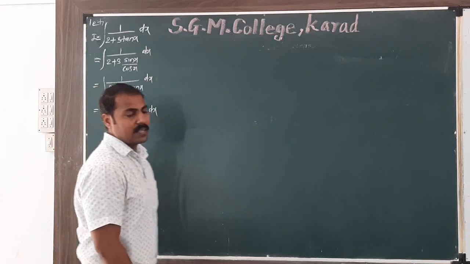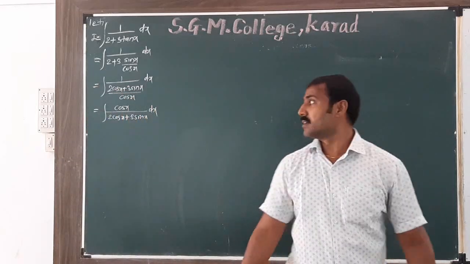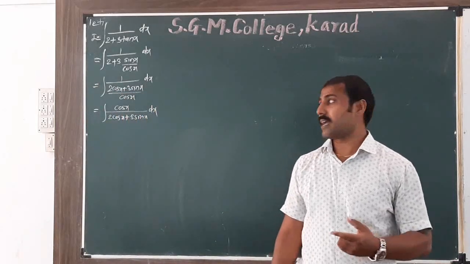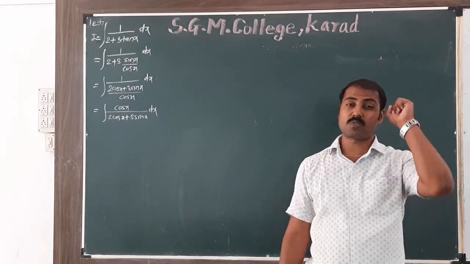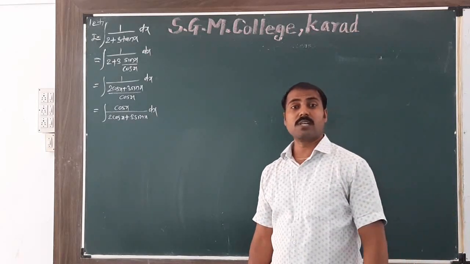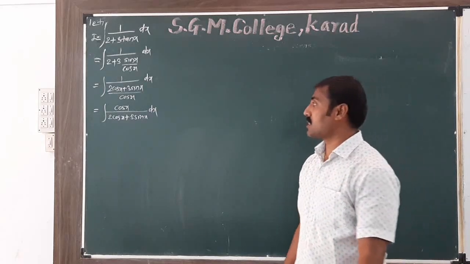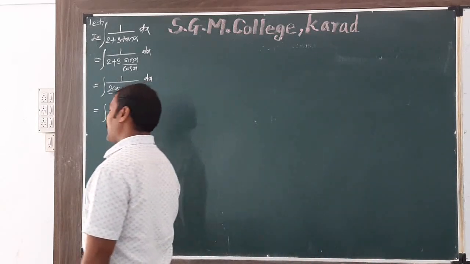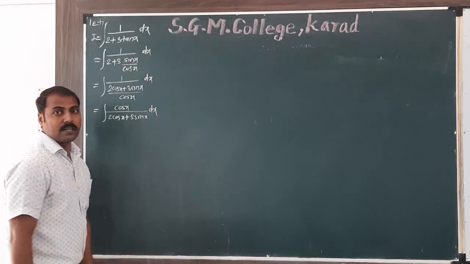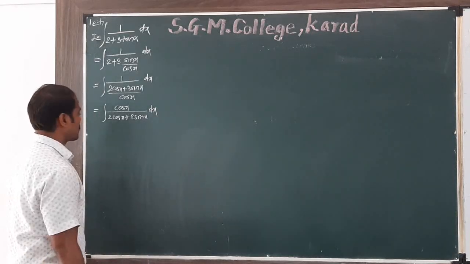Look at here, in numerator there are terms of sin and cos, and in denominator there are also terms of sin and cos. So which type? First trigonometric type of integration. Yes, (a sin x plus b cos x) divided by (c sin x plus d cos x).